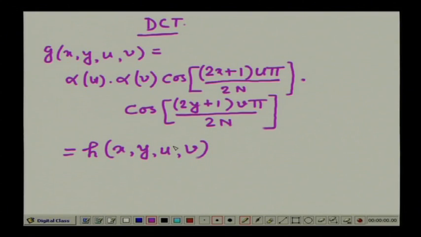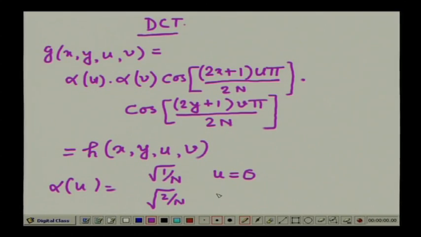Now, we have to see what are the values of alpha(u) and alpha(v). Here alpha(u) is given by square root of 1 upon capital N, where u is equal to 0, and it is equal to square root of 2 upon capital N for values of u equal to 1, 2 to capital N minus 1. So, these are the values of alpha(u) for different values of u, and similar are the values of alpha(v) for different values of v.